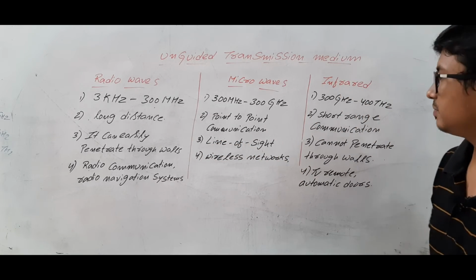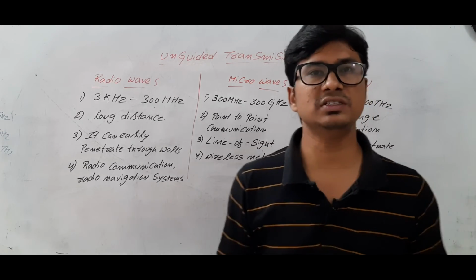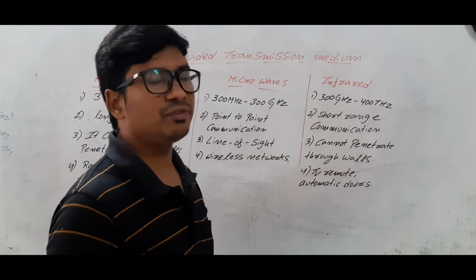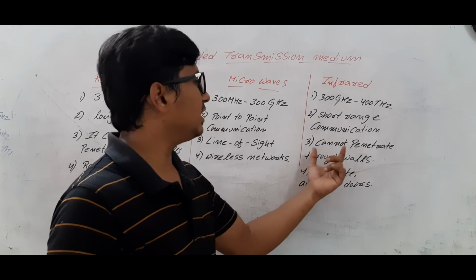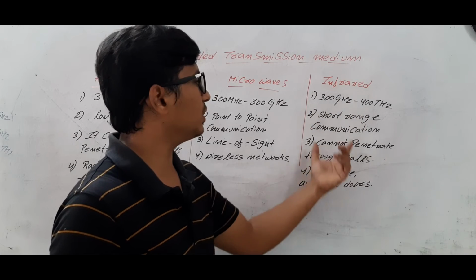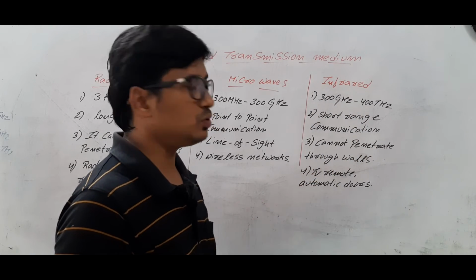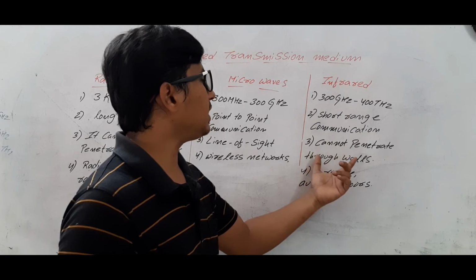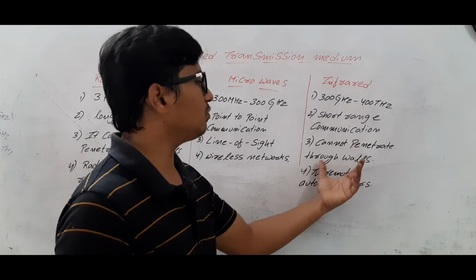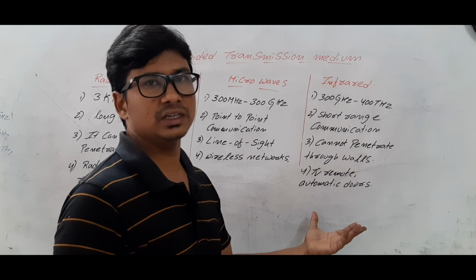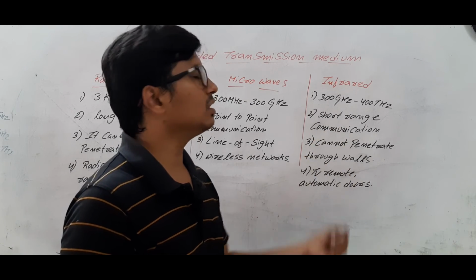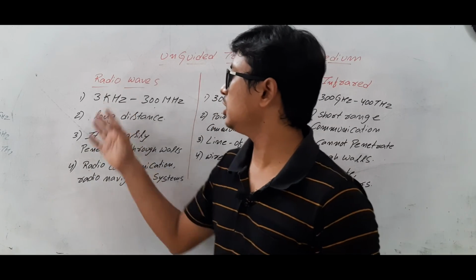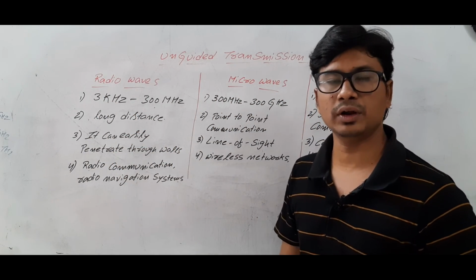Coming to infrared communication, it has a frequency range from 300 gigahertz to 400 terahertz. It is useful for very short range communication, and it does not penetrate through walls. It is majorly used in applications such as TV remotes, automatic doors, etc. The drawback is that infrared waves cannot easily penetrate walls, and we usually cannot use them in outdoor communication. In an outdoor environment, infrared communication usually creates problems, whereas indoors it works properly, whereas radio waves can work properly in both indoor and outdoor environments.